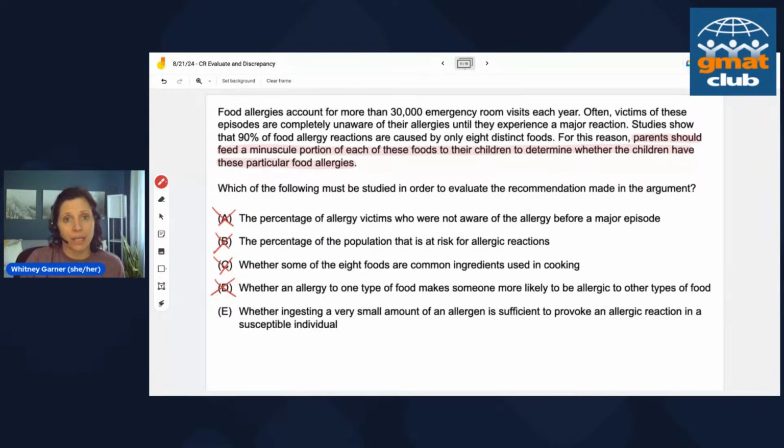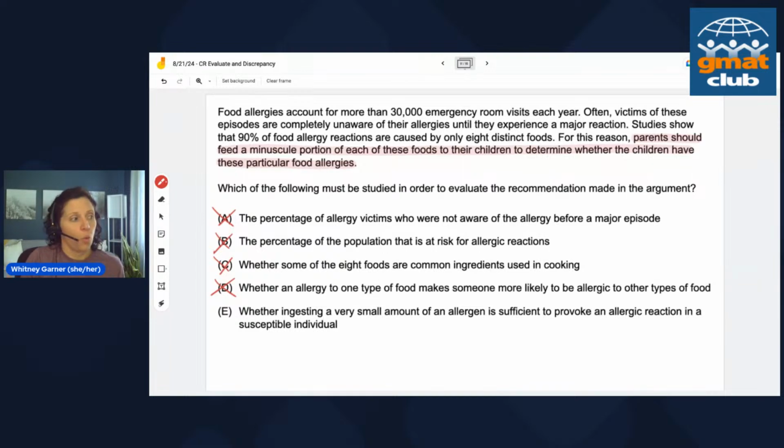So that leaves us on E, which hopefully is our right answer because we don't have anything else. But why would I care if a small amount is enough? Well, let's say that a very small amount of an allergen is sufficient to provoke an allergic reaction. If I could just touch your lips with a peanut, touch your lips with a strawberry, and that would set off at least some form of a reaction, then maybe this plan is a good one. I give you the tiniest little bit of it. You get a little itchy, but you don't keel over and now we're in the hospital with an EpiPen.